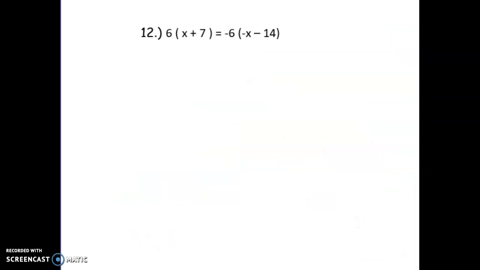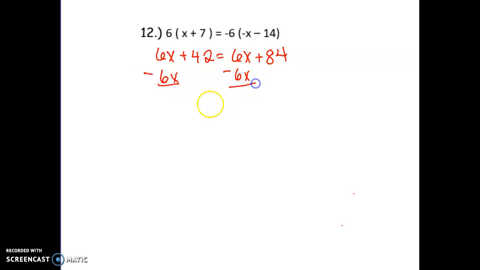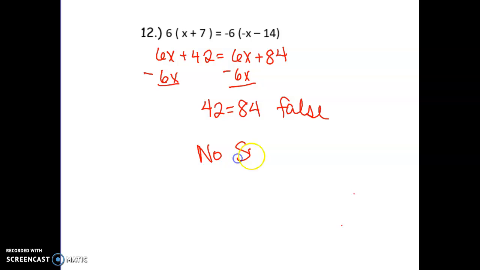So the last little example we have here is number 12 on this section. I want you to try it on your own and then see if you come up with either one solution, all real numbers, or no solution. When you distribute it, you're going to get 6x plus 42 equals 6x plus 84. Okay, so when you subtract your 6x from both sides, you're left with 42 is equal to 84. And that's a false statement. So again, that would be no solution.